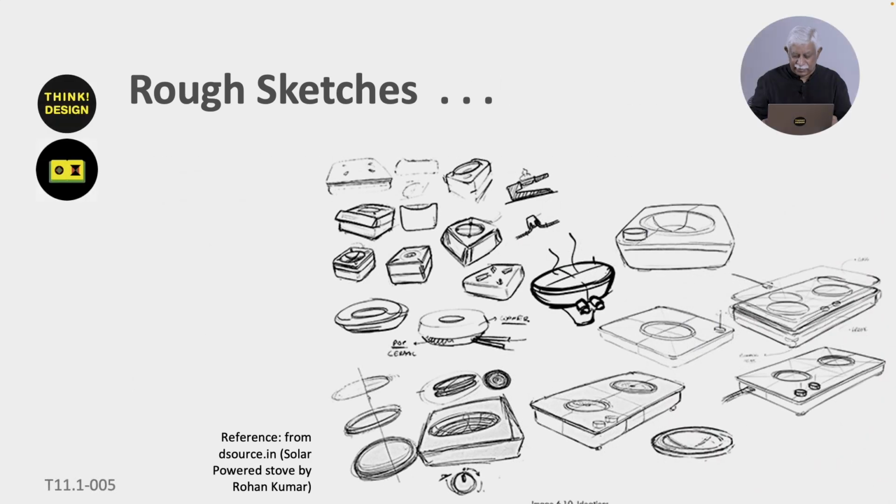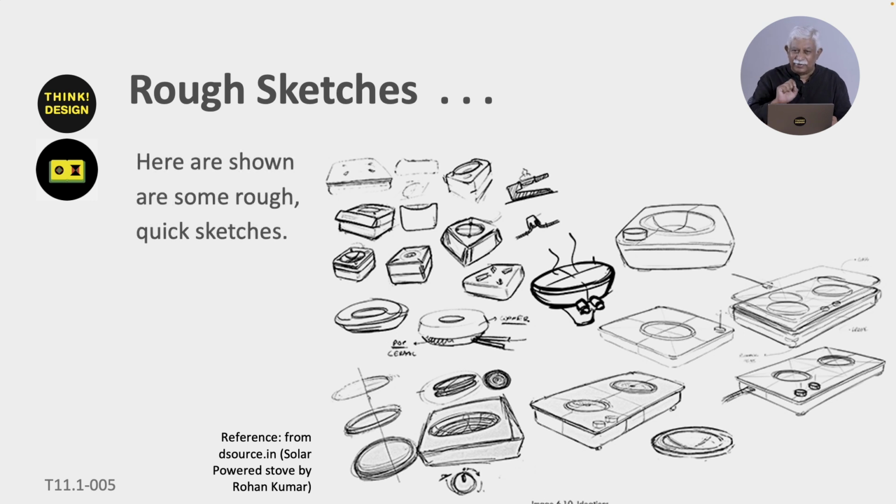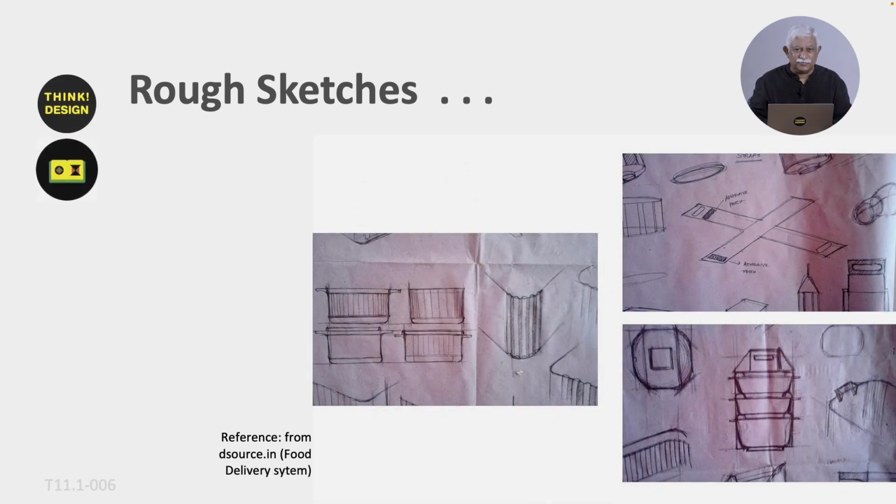This is a product design example. Again, you can see they're all very rough sketches. It looks like they're doing a stove, and it's actually a solar powered stove. That's the brief the person is working on. That's the problem he's trying to solve. I can see that it's in all shapes and sizes. Yeah, this is the rough sketch.